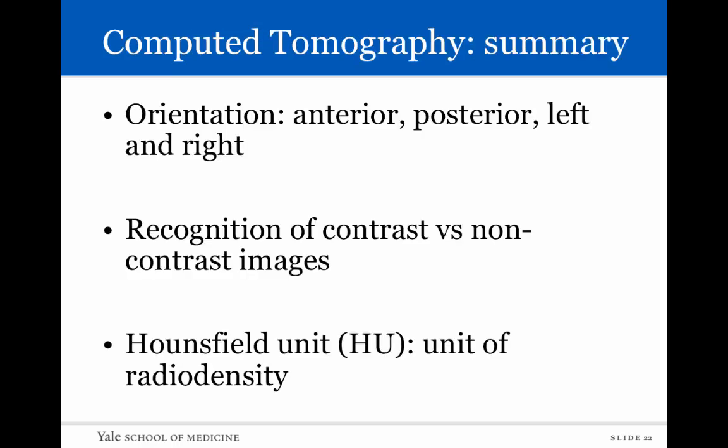So in summary, remember the orientation for CT scans, what's anterior, what's posterior, what's left, and what's right. Recognize what contrast versus non-contrast images are. Look at the aorta, look at the bowel to see if they're bright in contrast-enhanced images. And understand this Hounsfield unit, which is a unit of radio density. It allows us to figure out the contents of any particular structure on the CT scan.